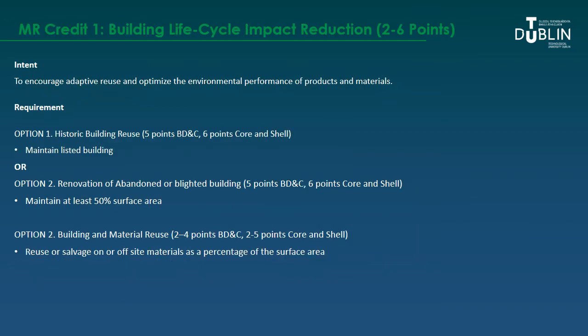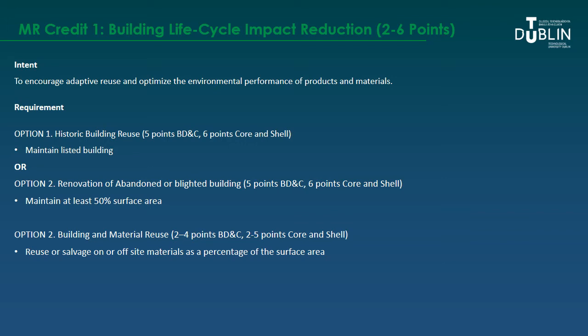The first credit then is in building life cycle impact reduction. So this is trying to encourage the reuse or adaptation of existing buildings to optimize the performance of products and materials. And basically, similarly to water efficiency credit and the energy and atmosphere one, the first step is always to lessen the impact, first of all. And this credit kind of deals with that. You're basically trying to reduce the amount of raw material that's being used in new products and trying to optimize what you have. So there's 4 options altogether.